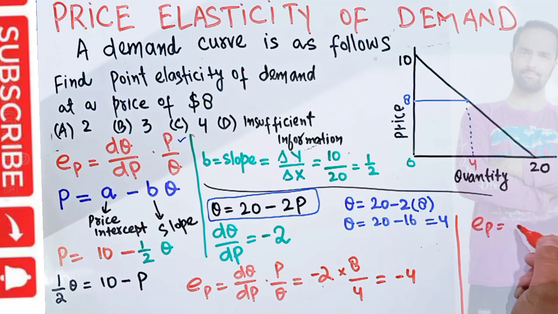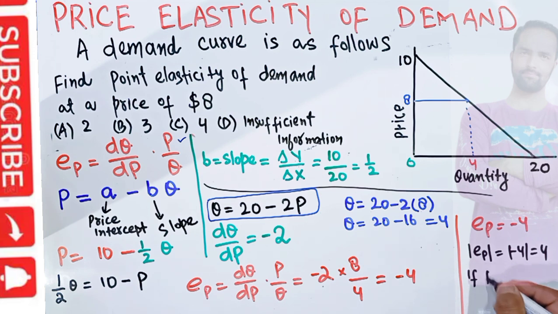That means we got elasticity of demand equal to minus 4, but we need to find out the absolute value here, because the options are in absolute terms. So price elasticity will be equal to minus 4. Its absolute value is 4 only. So elasticity of demand is 4. It simply tells us if price increases by 1%, quantity demanded will decrease by 4%. I hope I make myself clear in this video. Thank you.